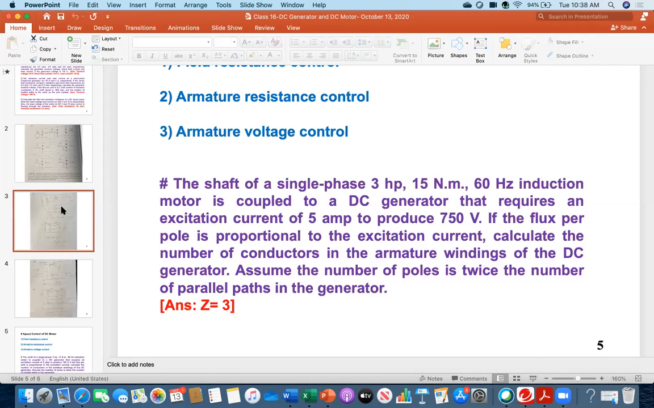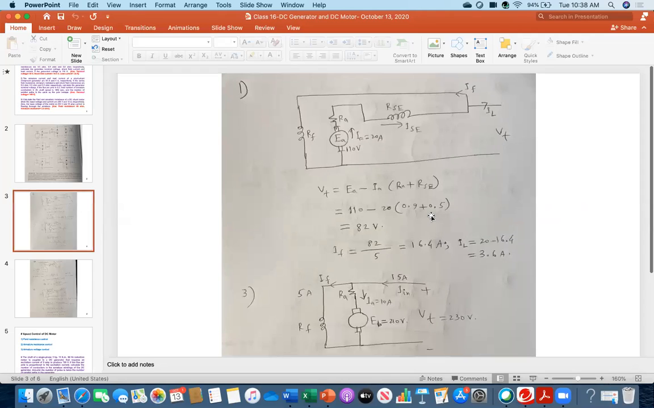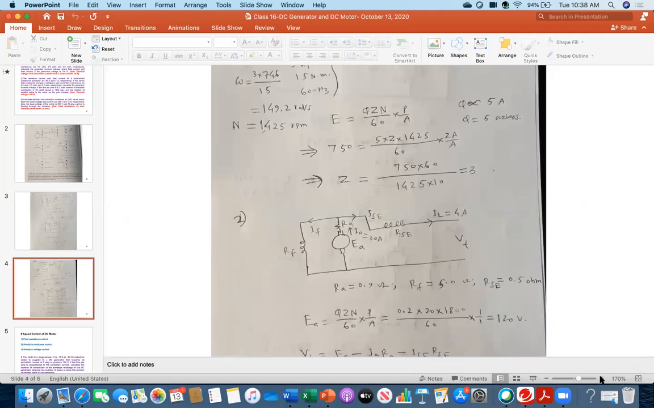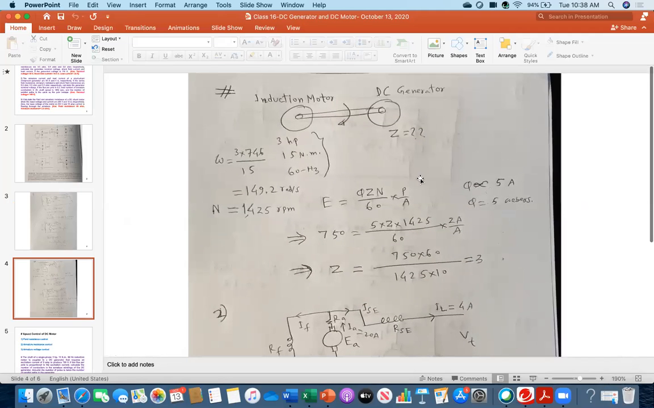So everybody see this on the topmost picture. This will be your simple schematic. On the left side, I have shown the induction motor, and it is the common shaft which is connected to the DC generator shaft. You have to find out Z, the number of conductors in the DC generator. So I have written the parameters for the induction motor: 3 horsepower, 15 Newton meter, 60 hertz. All those three are for the induction motor.